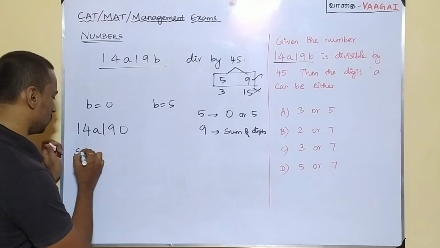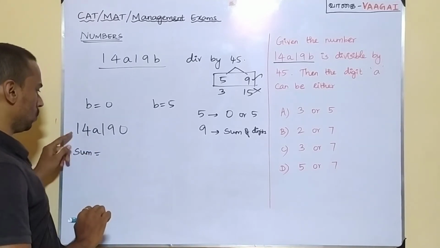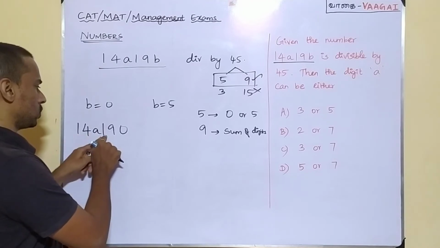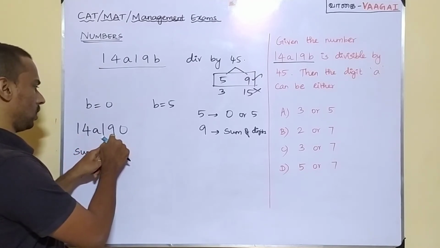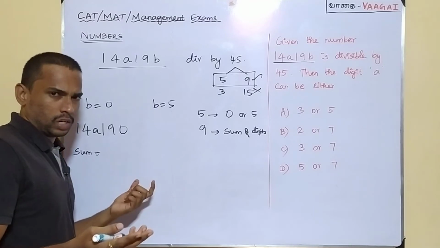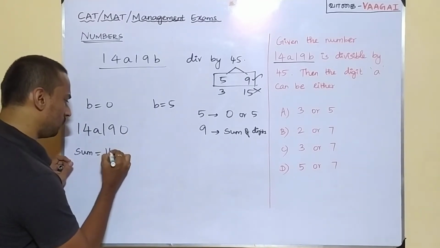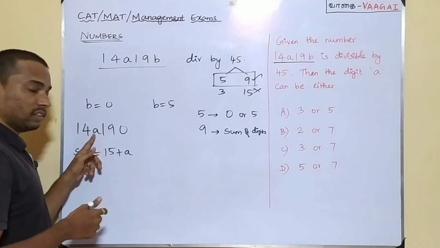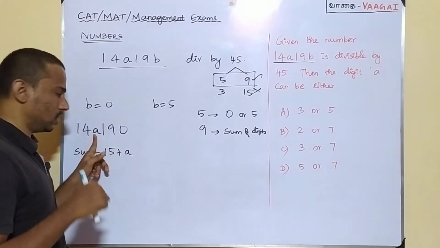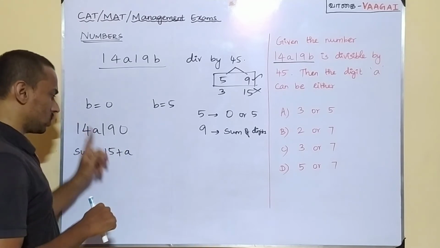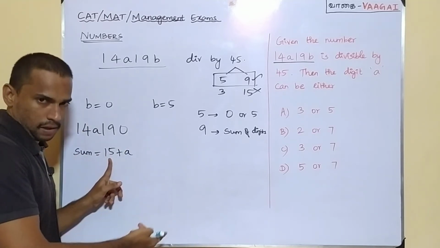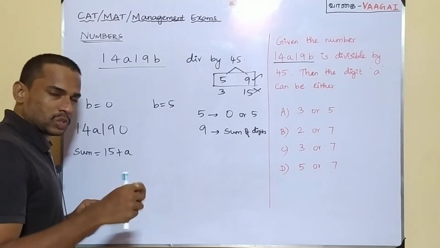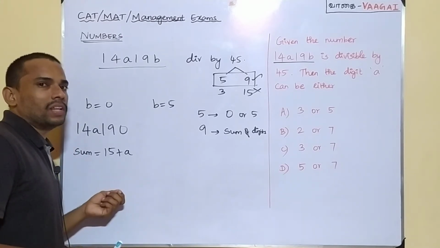So the sum of the digits will be equal to 1 plus 4, let's quickly add it, which is 5, plus 1 is 6, 6 plus 9 is 15, 15 plus 0 is again 15 only. So we have 15 plus A. Okay, we have the digit A also available here. Don't miss it. So the sum of these digits will definitely be equal to 15 plus A. I think this is enough for us to find what the value of A can be.